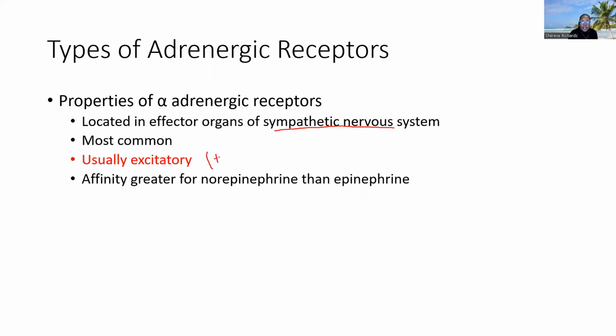All right, I really want to make the distinction here because this is often a point of confusion in terms of what they do to their second messenger versus what they do to the tissue in terms of that effect that they bring about. So excitatory is usually referring to the tissue effect. All right, the effect that they have on their tissue in question. They will have greater affinity for norepinephrine over epinephrine. So they're going to more favor binding norepinephrine than they will epinephrine.